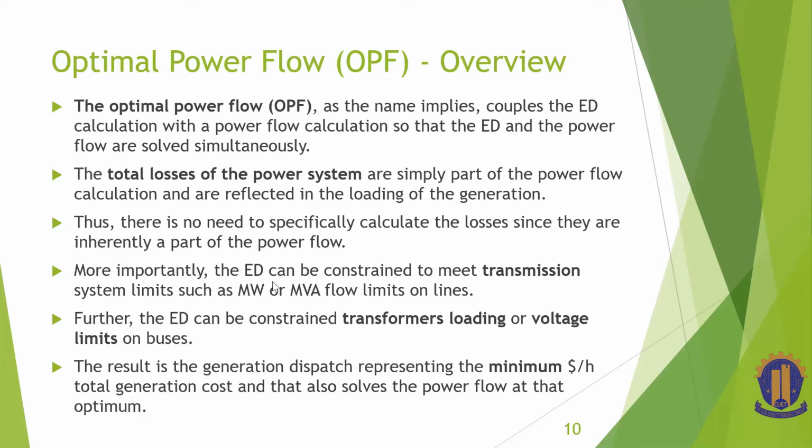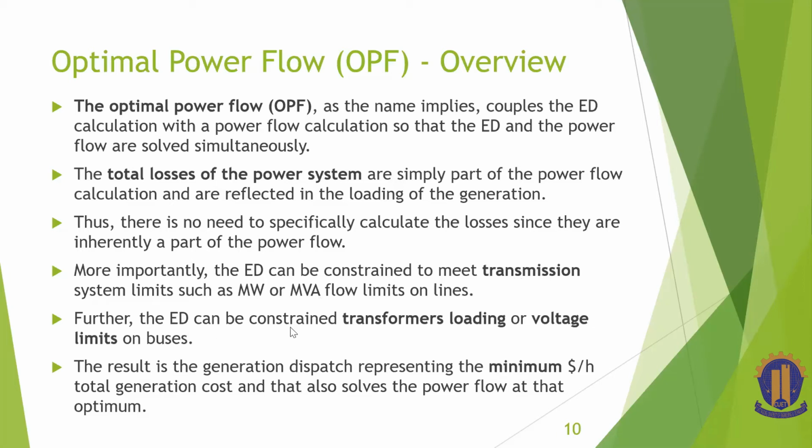More importantly, the ED can be constrained to meet transmission system limits within the optimal power flow model. So in this case, we can say constraints on transmission line capacity maintain the limits of the transmission line, maybe in megawatt or megavolt ampere.